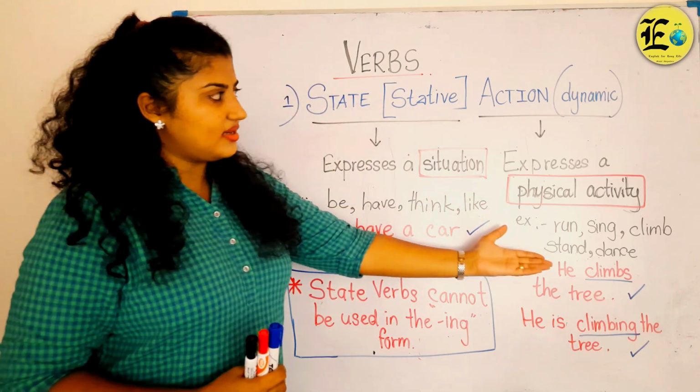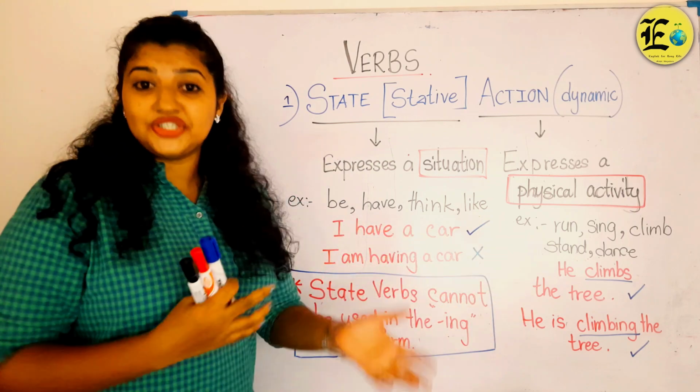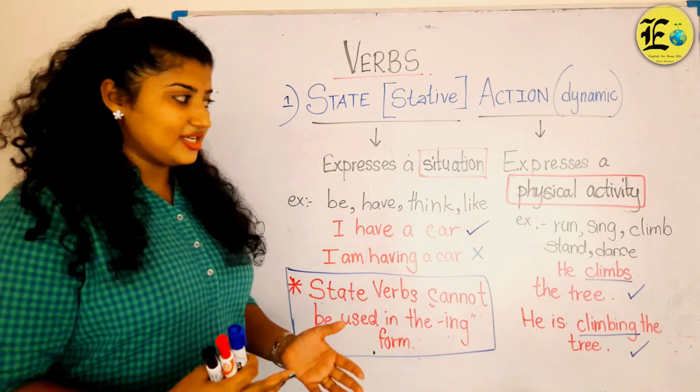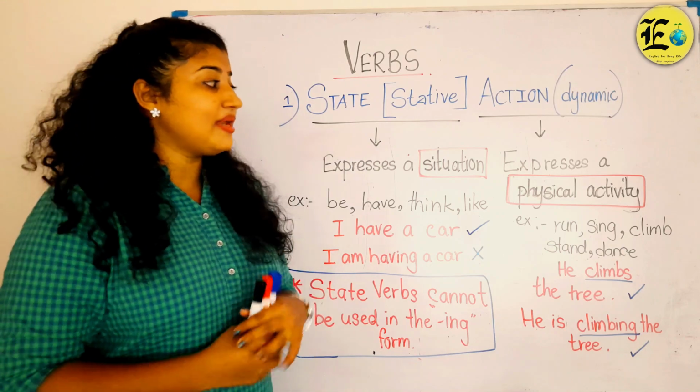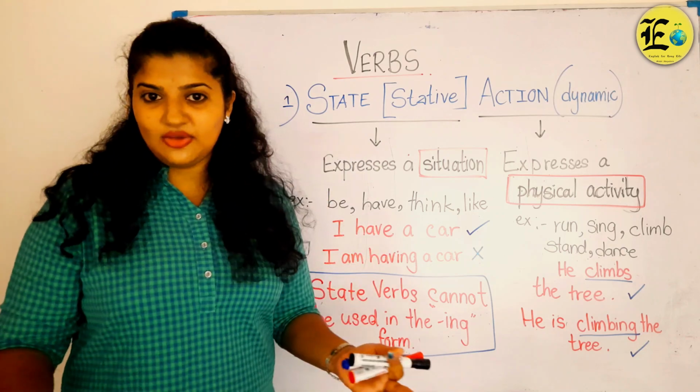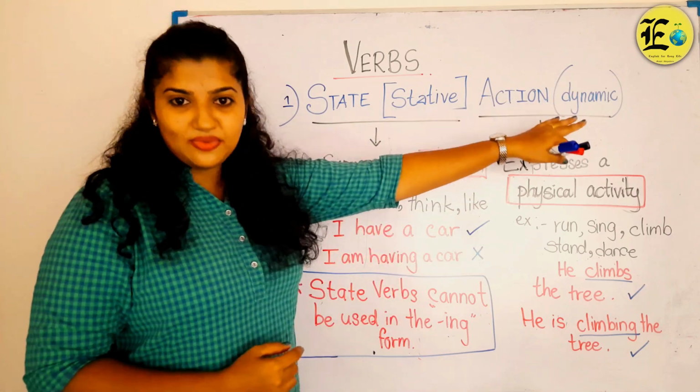Now let us see once again the examples of action verbs. Well, you can run and show someone. You can sing and show. You can climb, you can stand, you can dance. All these actions could be physically performed in front of anyone. That is why we call them the action verbs or the dynamic verbs.